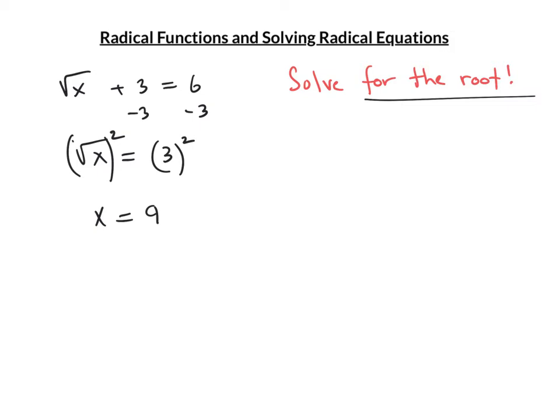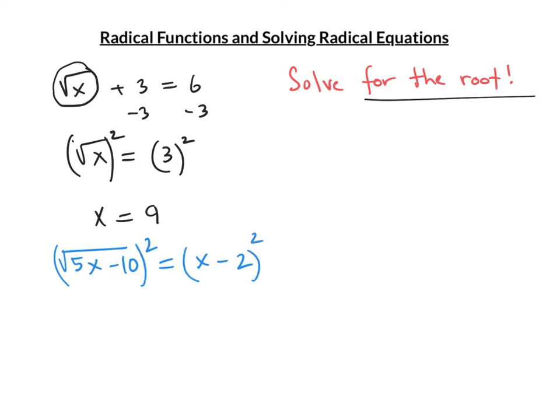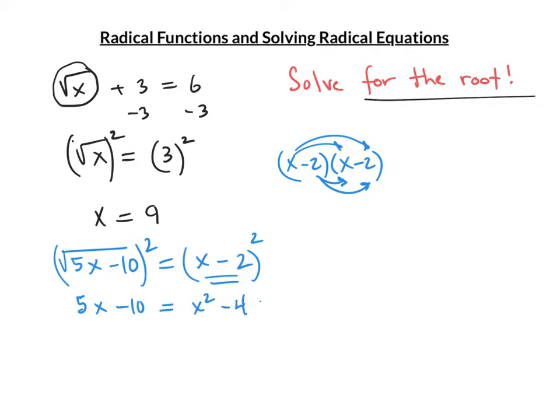These become a lot more involved, but remember the goal is to get the root by itself. In a case like the problem in blue, the root is by itself. I would square both sides, but be aware that this has to be FOILed. You cannot distribute an exponent. You're going to have to take x minus 2 times x minus 2 and work it out. x times x, -2 times x, -2 times x, -2 times -2. This becomes 5x minus 10 equals x squared minus 4x plus 4.